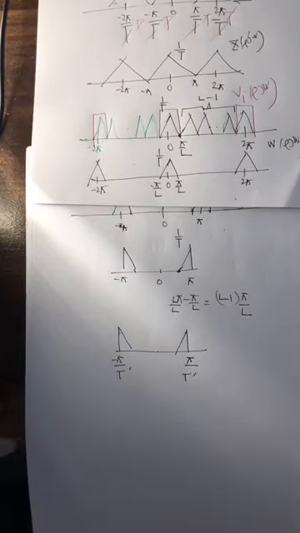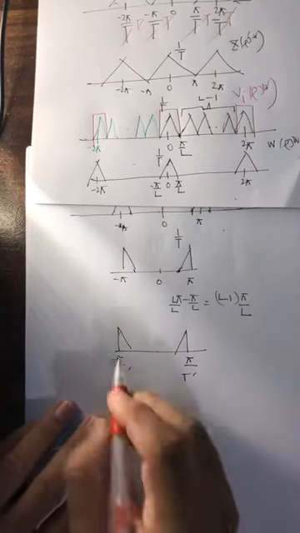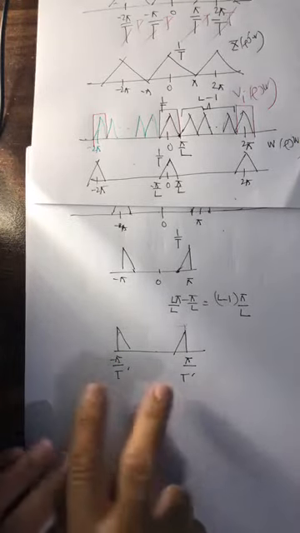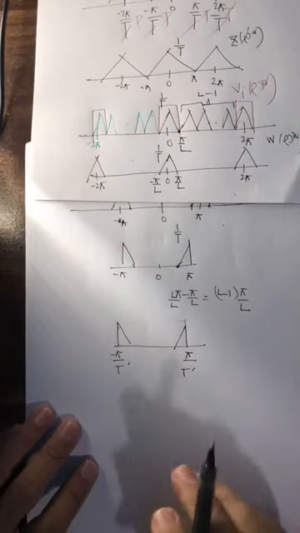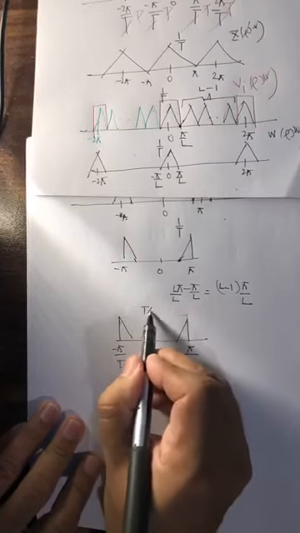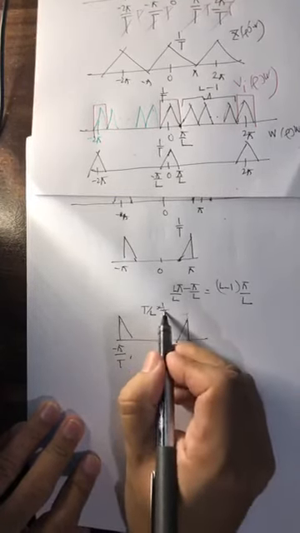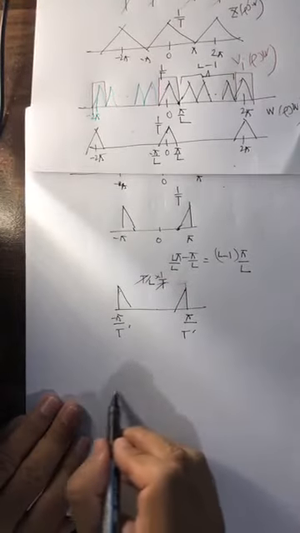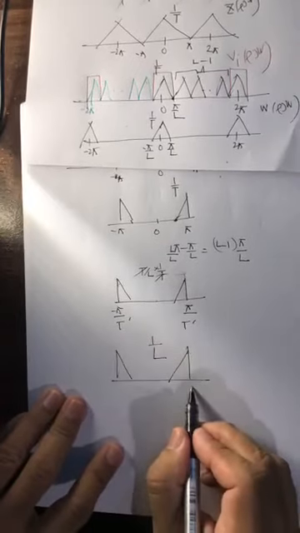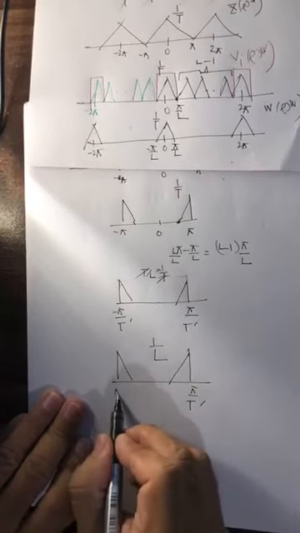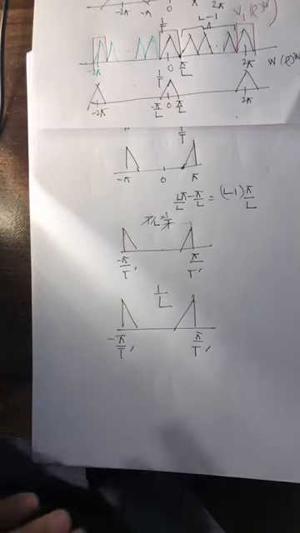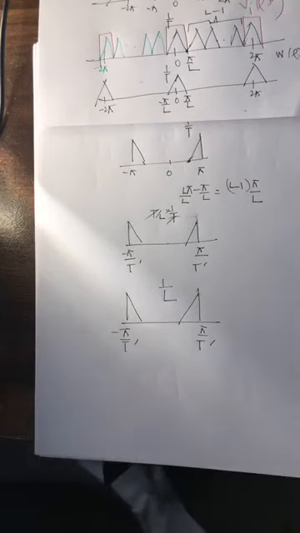This is going to be your new spectrum, and definitely you are going to pass it through a filter, because there are going to be extra copies. You keep this copy and give it a gain of T, where T is now T over L. So you have a spectrum which looks like this: 1 over L, from minus pi over T dash to pi over T dash. So systematically, moving from left to right, this is what you will be left with.